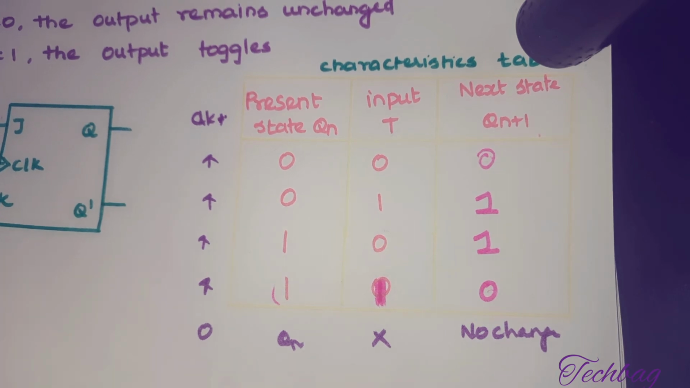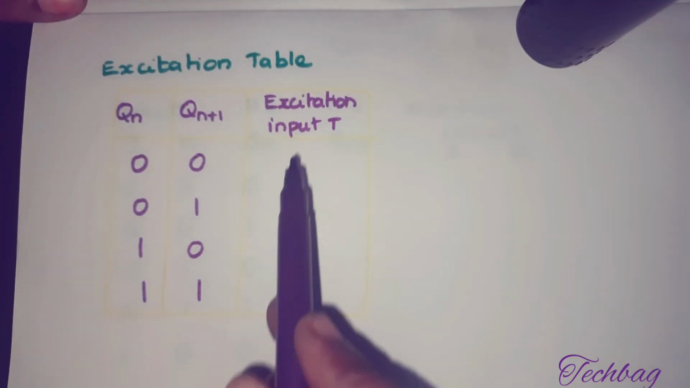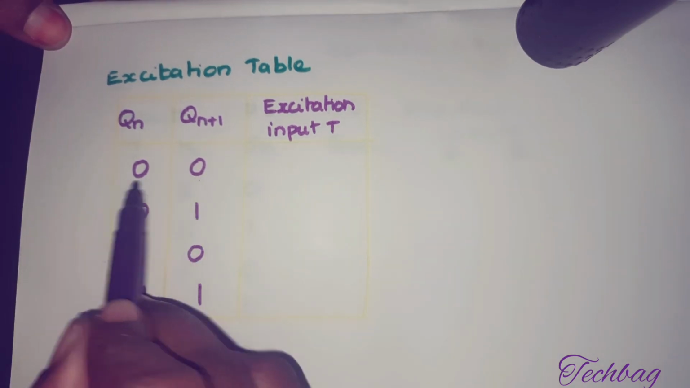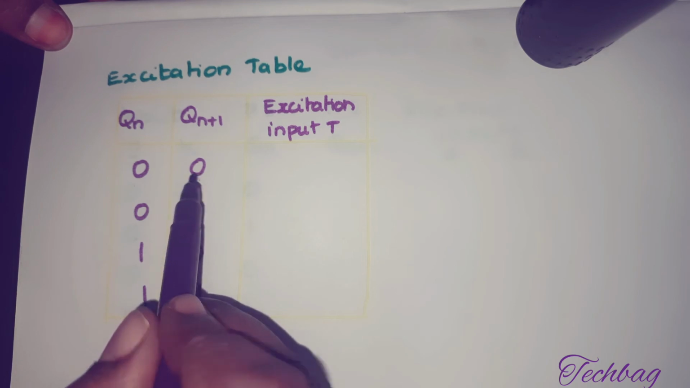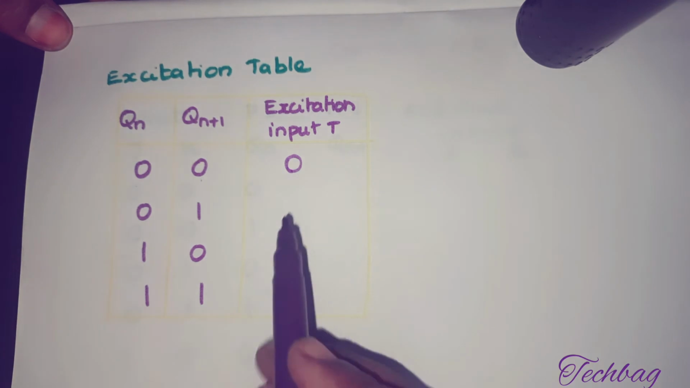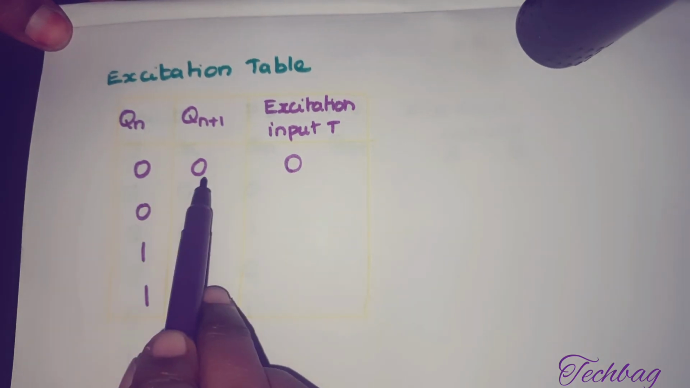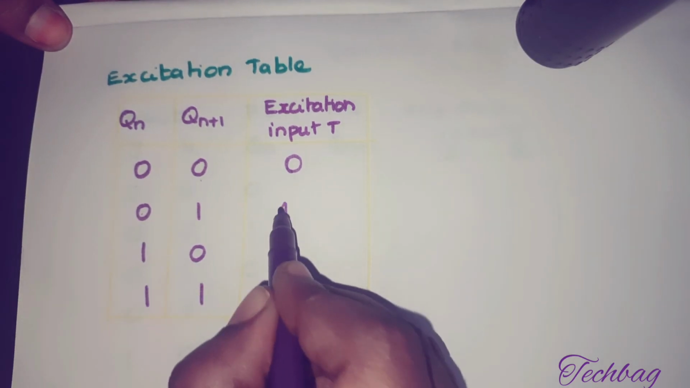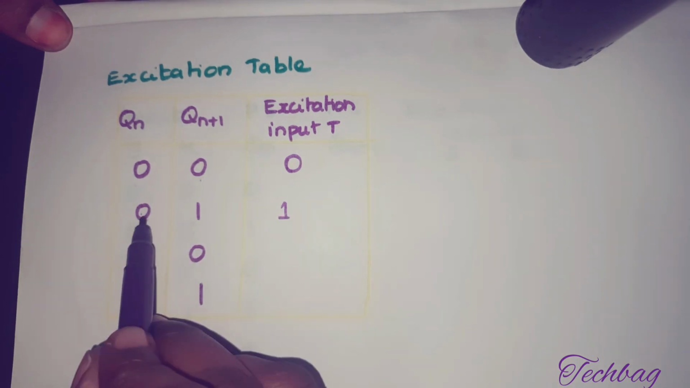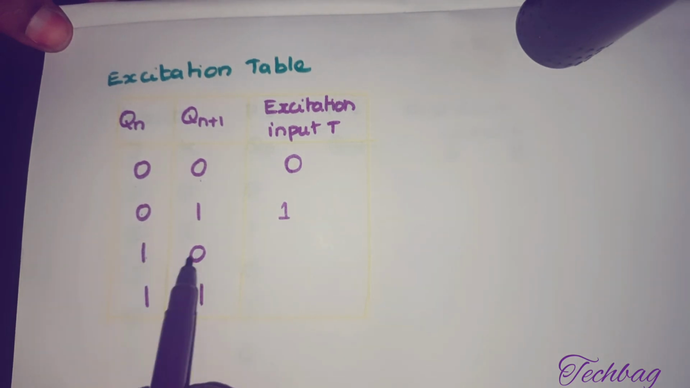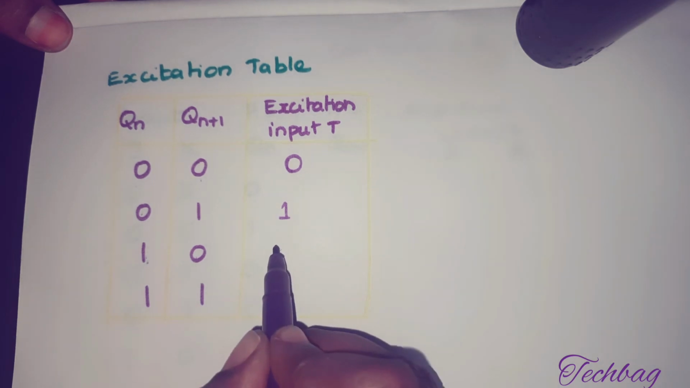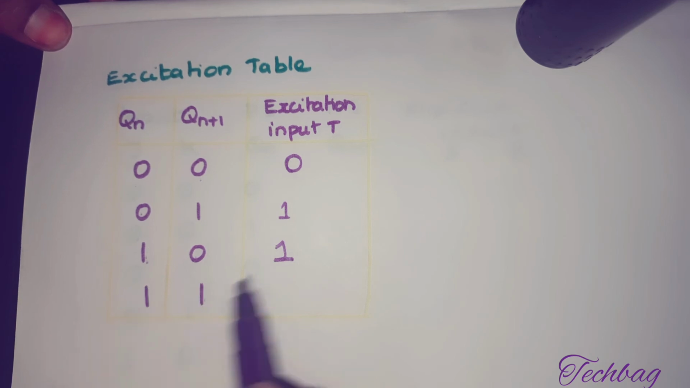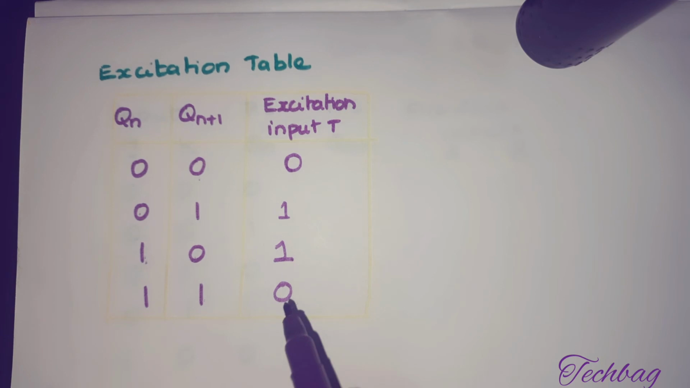Next one, excitation table. The excitation input of that flip-flop by knowing the present state and next state. Here 0, 0, there is no change in the present state. So your T input is definitely 0. If T is 0, then only it remains in the same state. Here 0, 1, your output is toggled. So your T value is 1. If T value is 1, then only it will toggle the output. Here 1, 0, the output is toggled. The input is 1. Then 1, 1, same, there is no change in the output. That means your T value is 0. So this is the excitation table of T flip-flop.